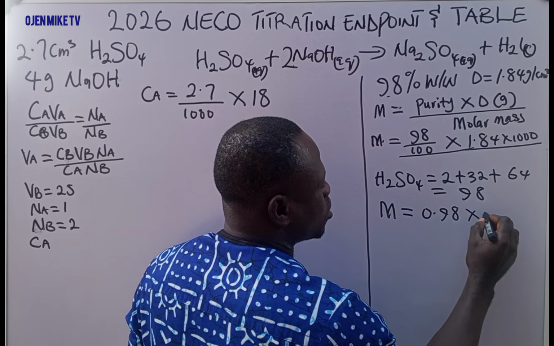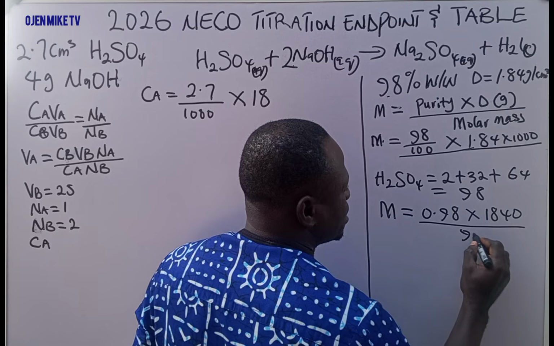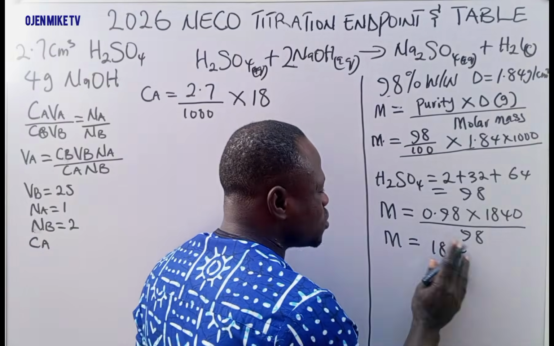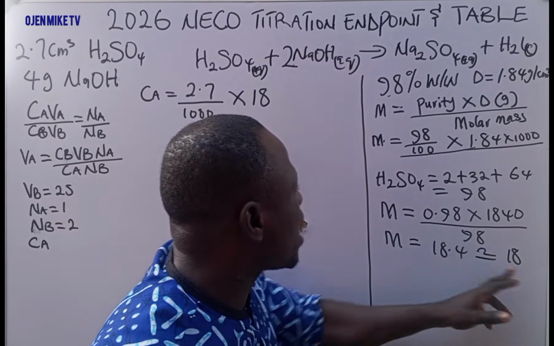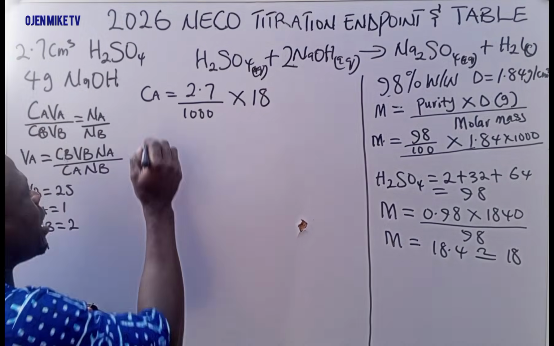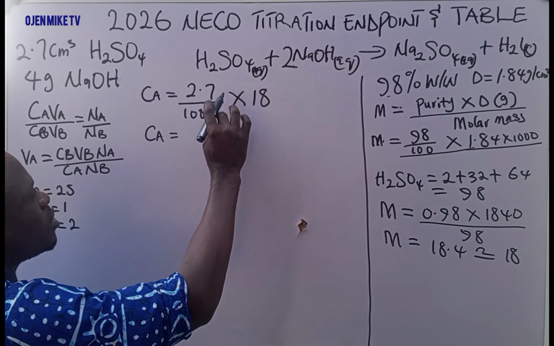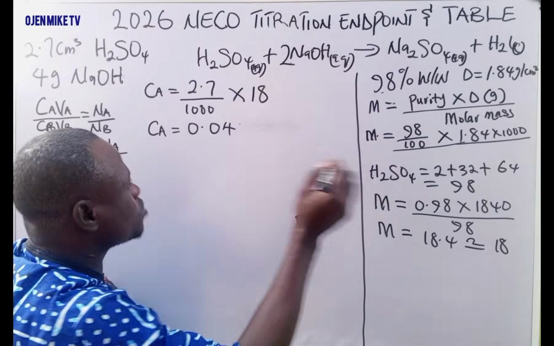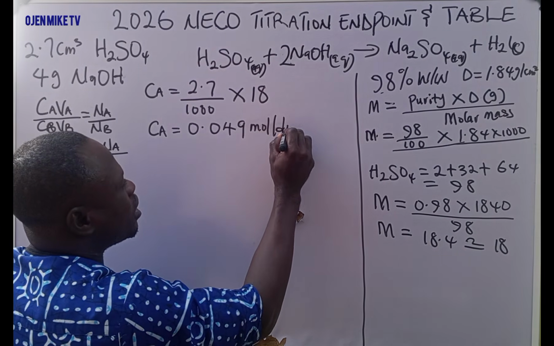0.98 times 1840 divided by 98. At the end, molarity will have 18 point something. We'll just round it to 18. That is where you get this molarity, which is 18. Now going by that, Ca is equal to, if you divide this one by this one, multiply by 18, you are going to have 0.0, but we approximate it to 3 decimal places, so 0.089 moles per dm cubed.